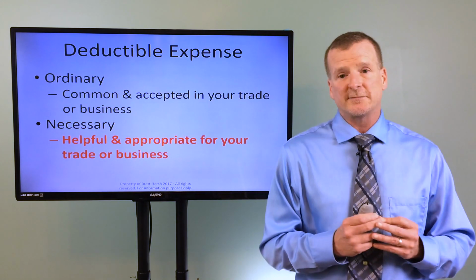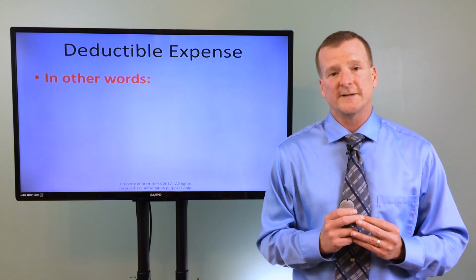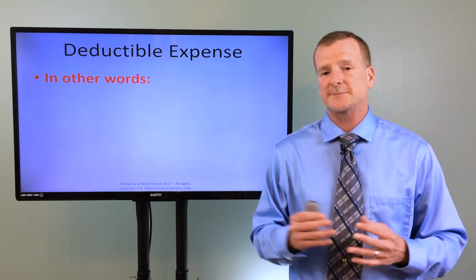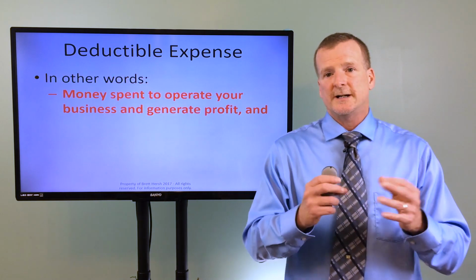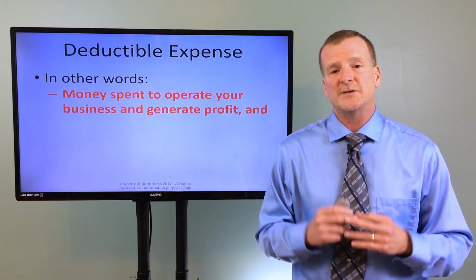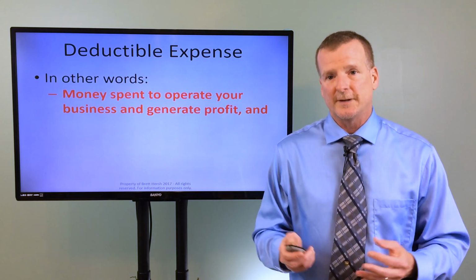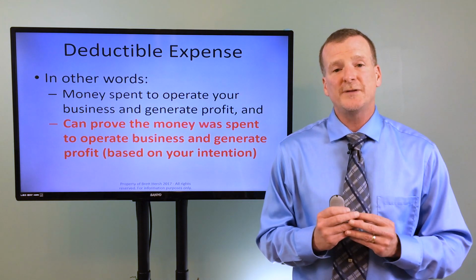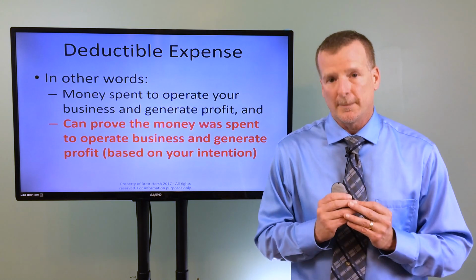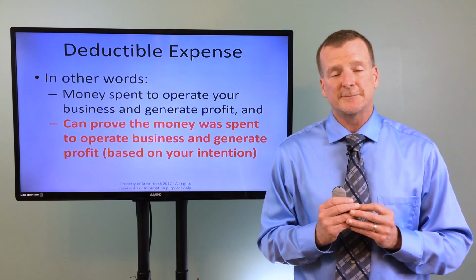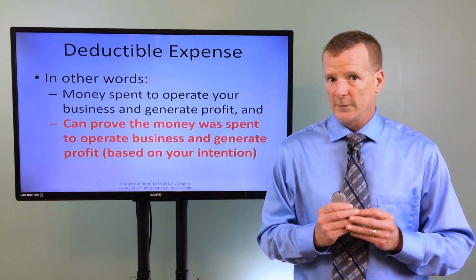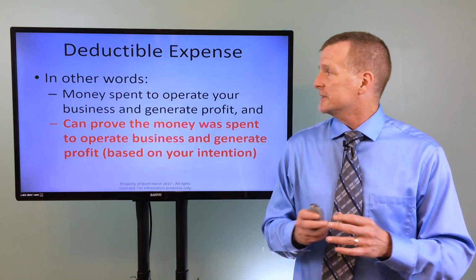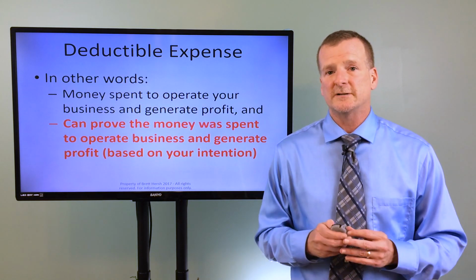So I'm going to put this in kind of layman's terms here. Hopefully it's layman's terms, because this is a very gray area, and it's kind of like you pass a smell test. You know what an expense is when you see it. But in other words, it's money you spend to operate your business with the intent of at some point generating a profit, and you can prove that money was spent to operate your business with that intent. So it's money you spend on your business to keep the doors open, and hopefully through advertising or whatever to generate more money than you spend to create a profit. There is a very broad definition of what an expense is.